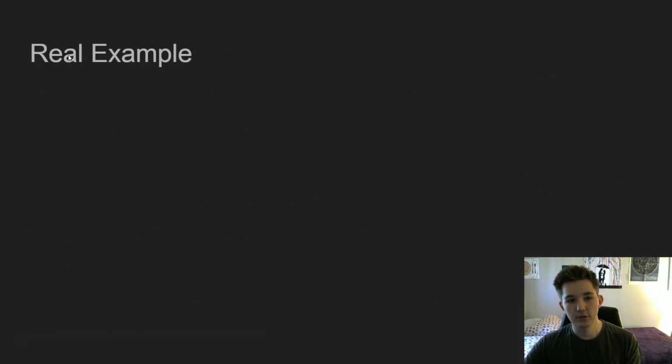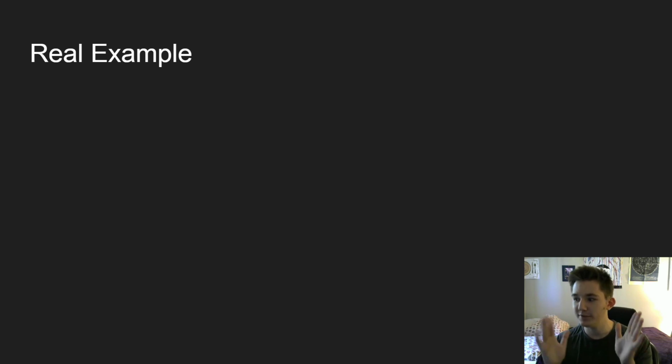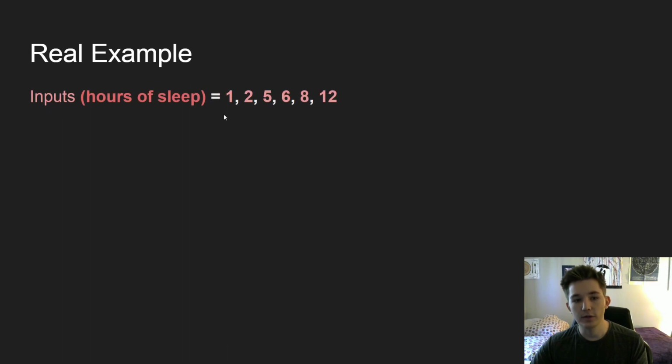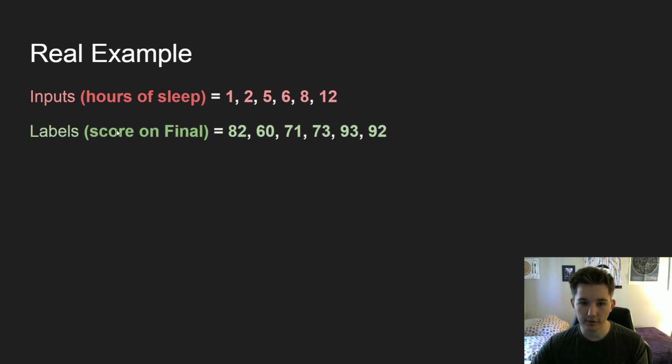All right, so let's look at a more genuine example than we had last time. Last time, we used a very precise and perfect piece of data that absolutely fit a linear line. So let's look at something a little bit more real. Let's say that we want to take as our input hours of sleep. So we have 1 through 12, and what we have as our labels from here is the score on the final. So we can see that they line up.